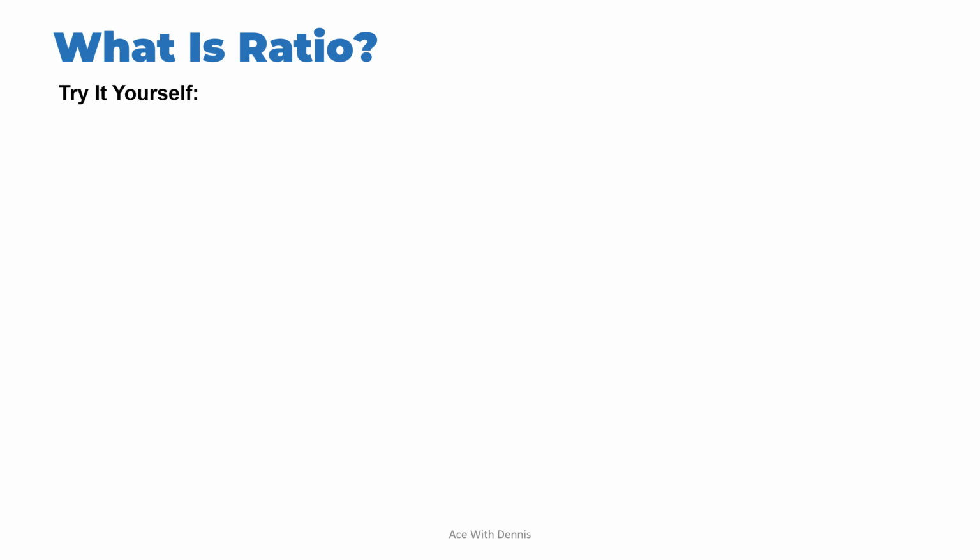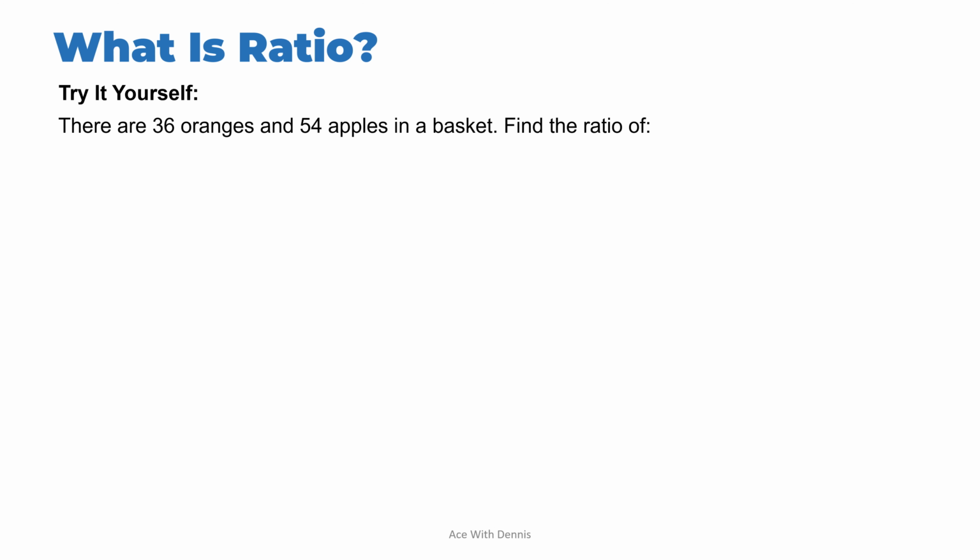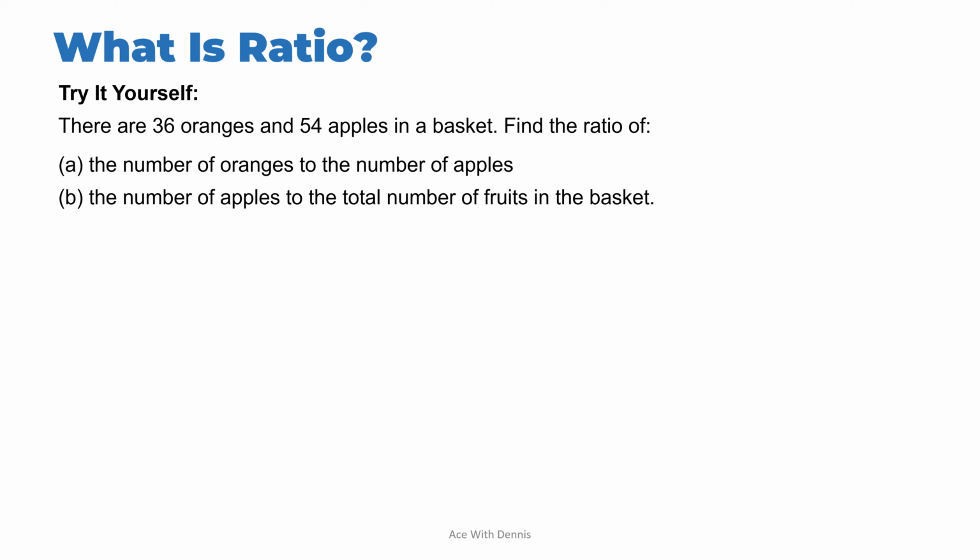Let's try this similar example yourself. There are 36 oranges and 54 apples in the basket. Find the ratio of A, the number of oranges to the number of apples. B, the number of apples to the total number of fruits in the basket. You can pause the video and try to solve it yourself.